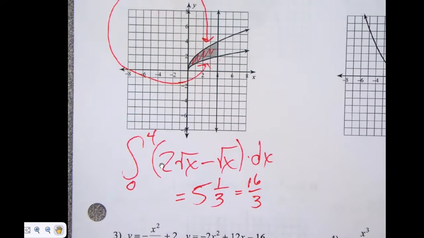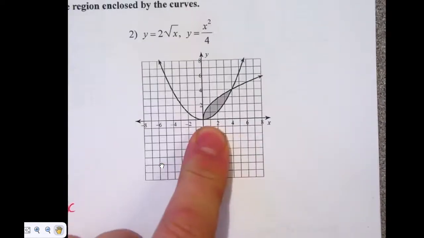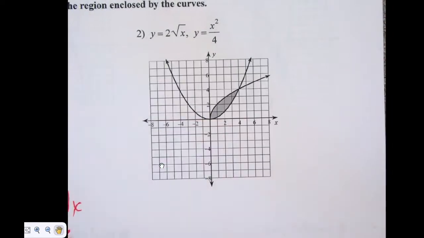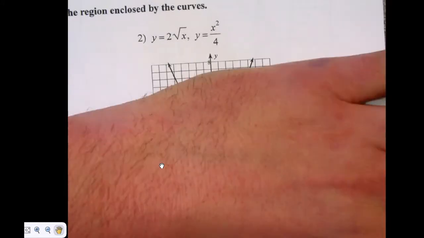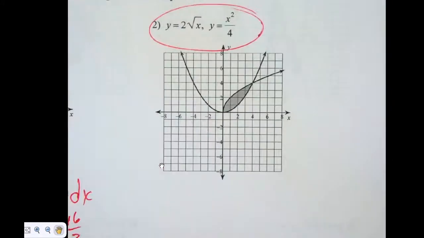If I look at number 2, I can look at this and see what the x value boundaries are. But let's say we couldn't. Let's say I didn't have this graph. I need to find out where these two intersect. How do I find out where things intersect? Two equations. Set them equal to each other. I don't think we went through this in the calculator.